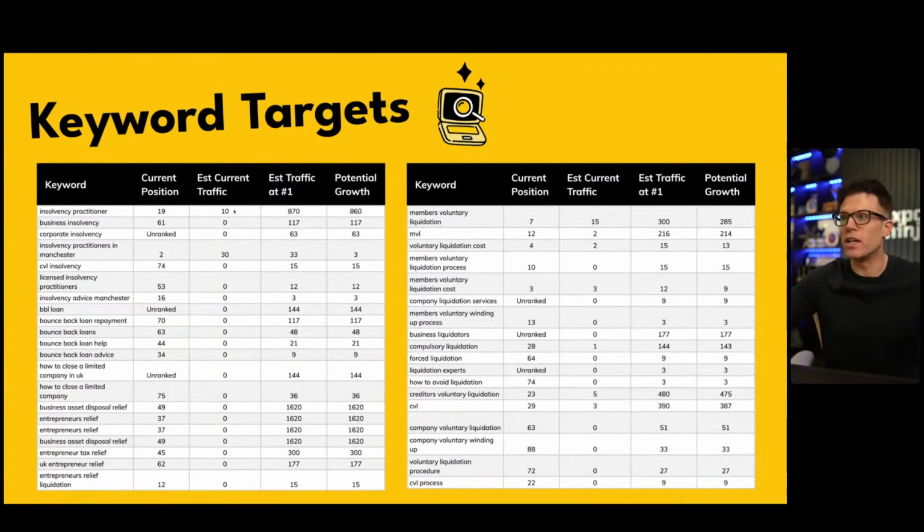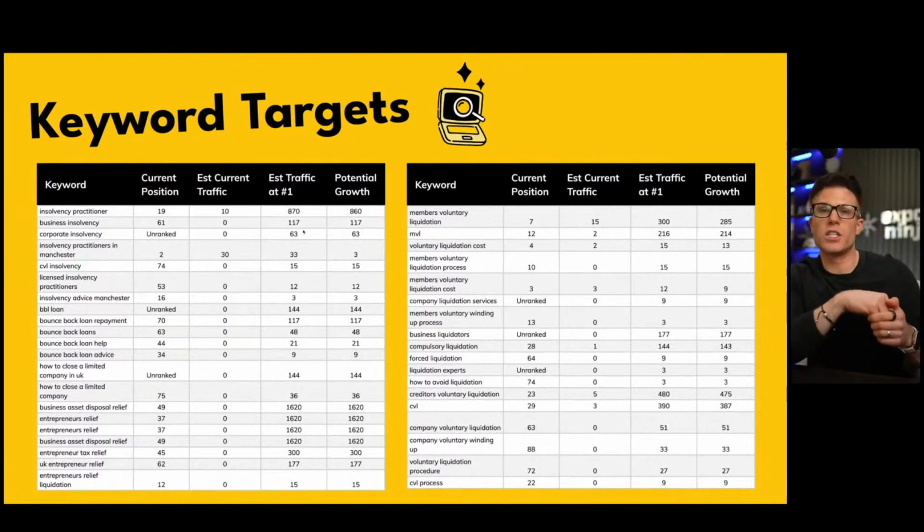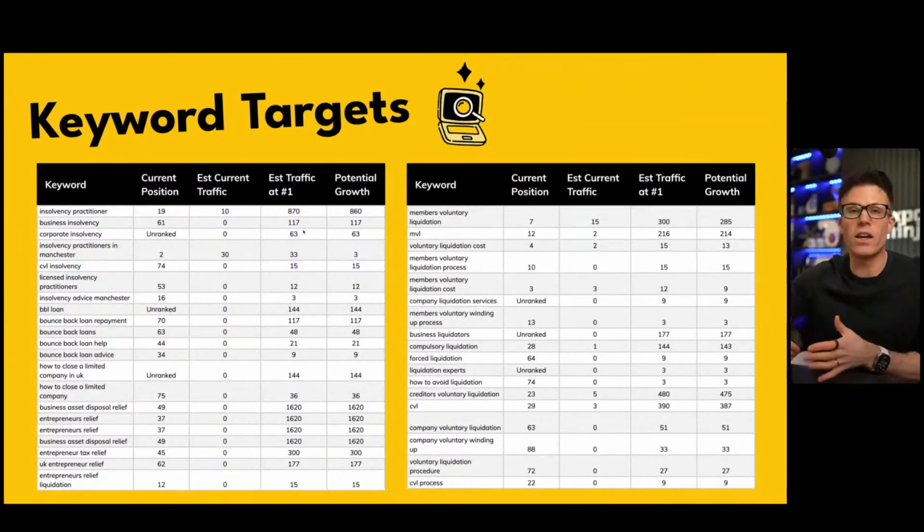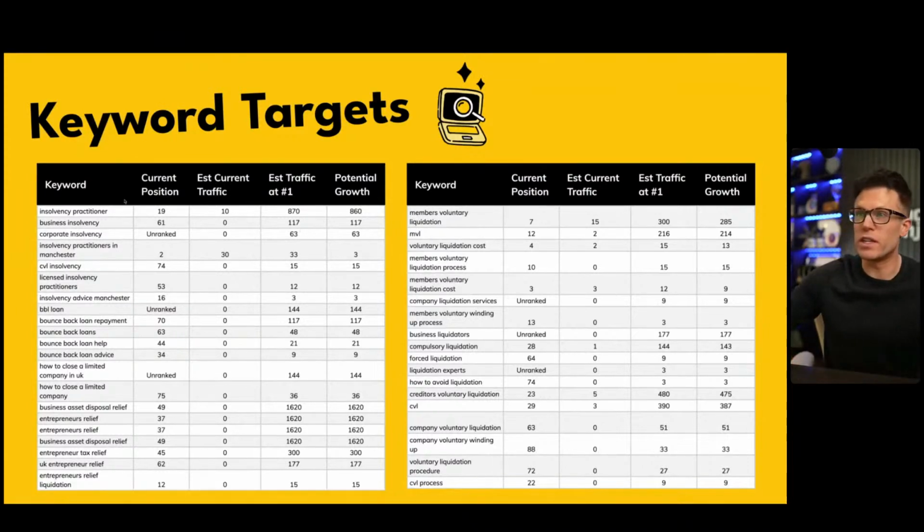So we'll do keyword research. We'll work out what current traffic is being driven from each of these keywords, and then, of course, the estimated traffic if you're ranking position 1 for this keyword. Now, there's an asterisk here, isn't there? Because not only are we optimizing for human searches, but we're now also optimizing for AI search tools. So even though for this particular search here, insolvency practitioner, at the top, we're ranking position 19. If we were ranking at position 1, we'd be getting 870 visitors instead of 10 visitors a month, a potential growth of 860 people. But as well as the people, we've got all the AI tools as well.